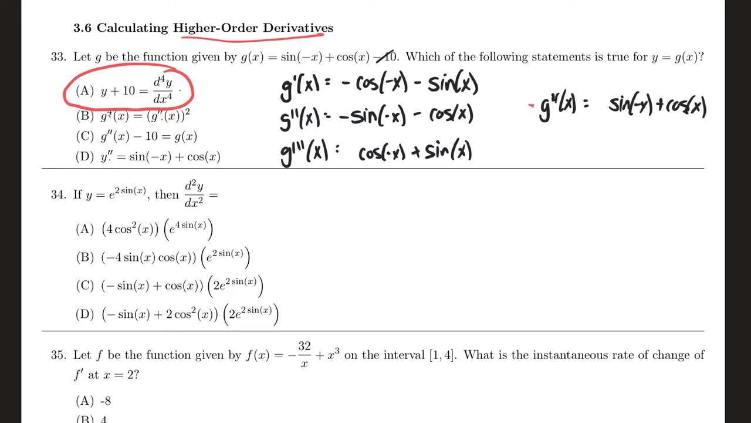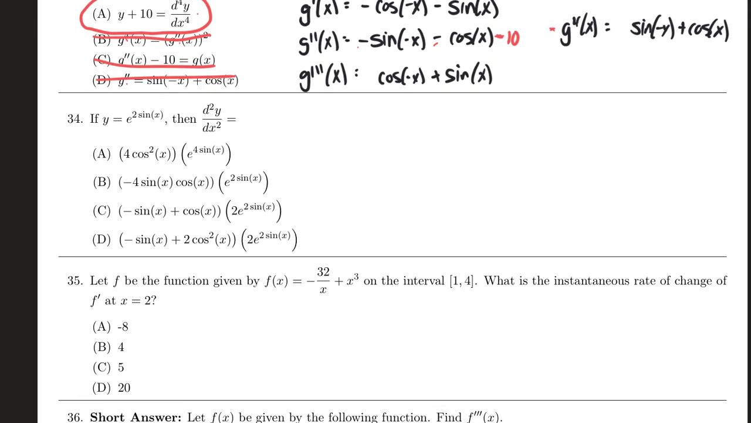B would be, is this equal to that squared? No, I'd have to FOIL that out and it would give me a bunch of weird stuff. So B is out. C, is the second derivative minus 10? So if I put a minus 10 here, is that equal to the original? No, because I have an extra minus sign there, and an extra minus sign there. So that one's not right. And this one is just the second derivative. Is it equal to that? No, again, because of the minus signs. So that's out. So the right one is A, as we knew, because it was the first one we saw.